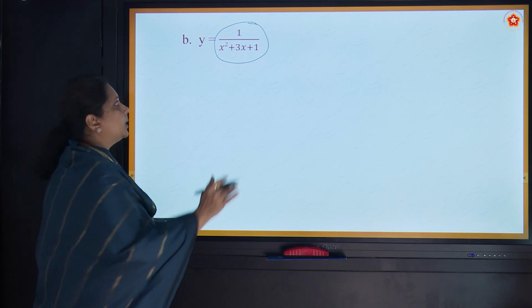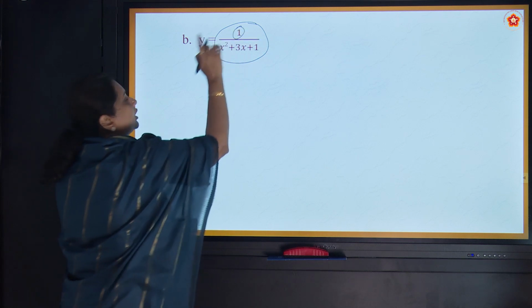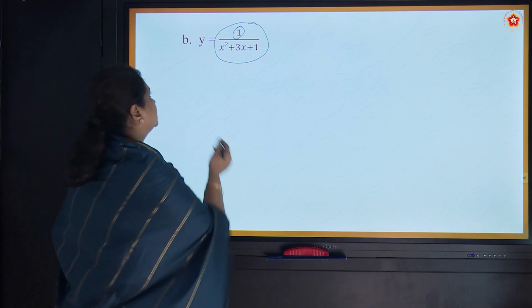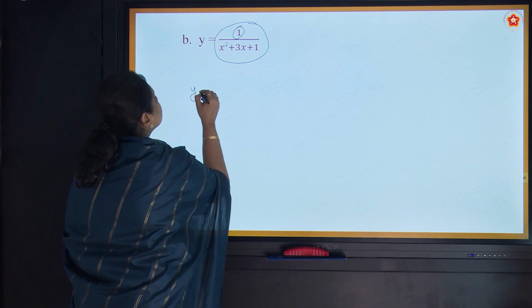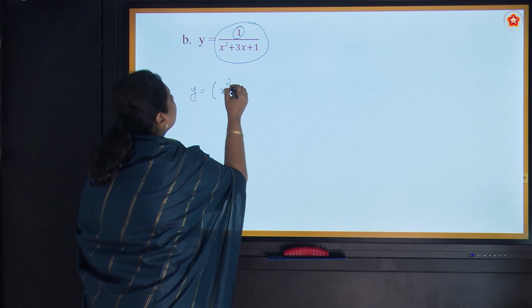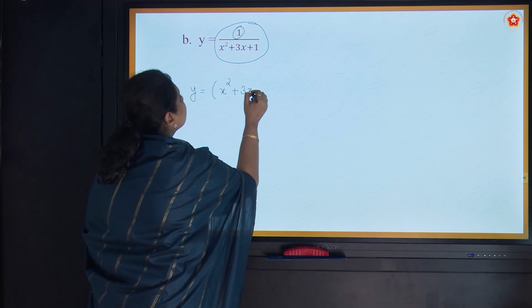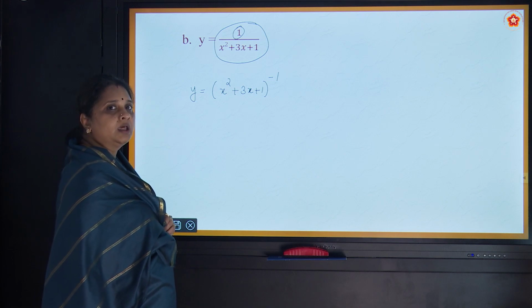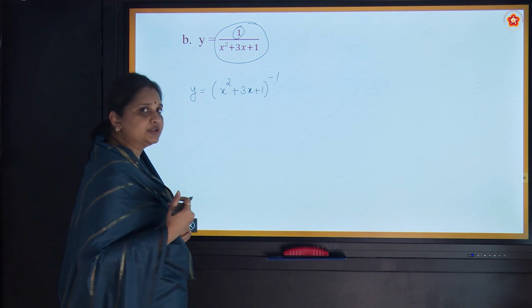Not actually, because there is no function, it's a constant on the top. We can rewrite this function, it becomes easier to differentiate. You can write this as y is equal to (x squared plus 3x plus 1) the whole raised to the power minus 1. Now we can apply our chain rule to differentiate.